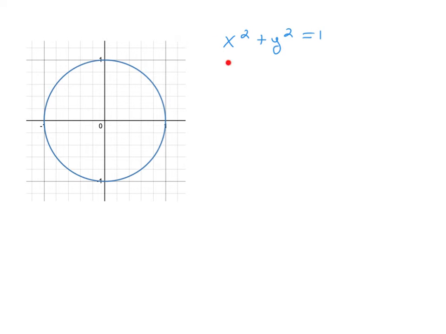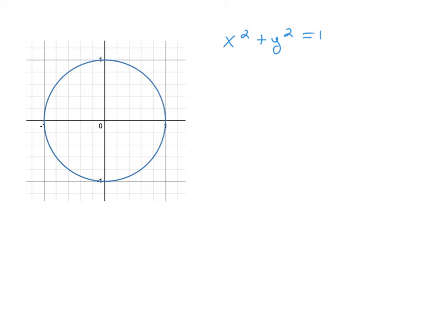The equation x squared plus y squared is equal to 1 will draw a circle of radius 1 centered at the origin in the xy plane. We use this equation to define both sine and cosine. So let's say you want to know sine of 45 degrees and cosine of 45 degrees.